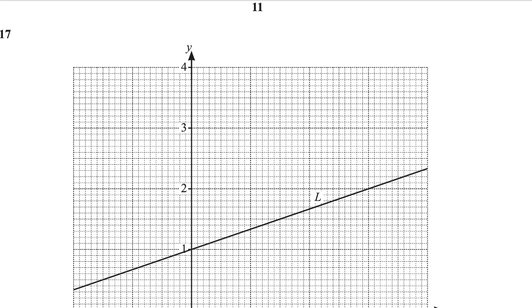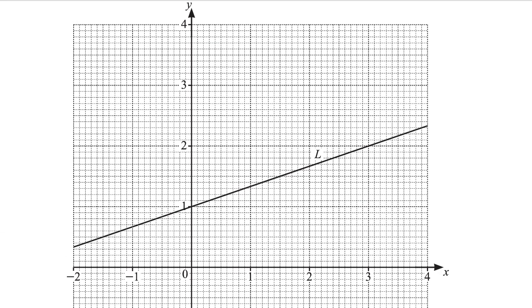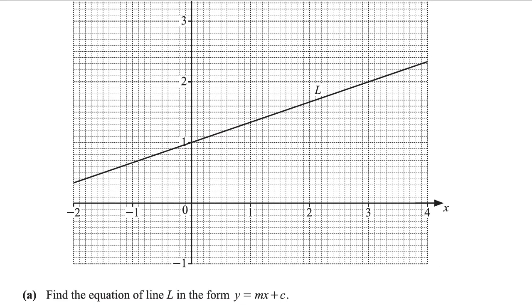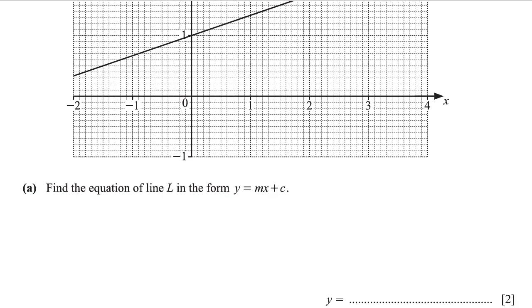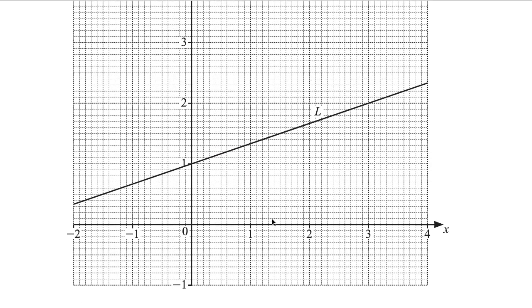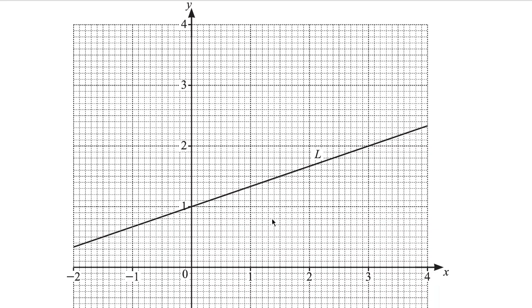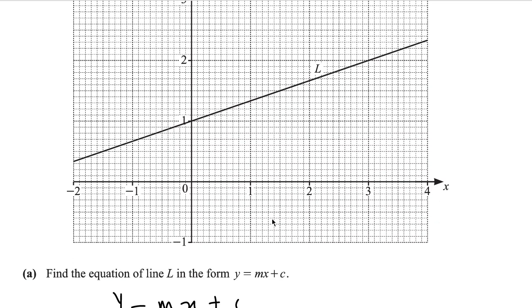Okay, so question 17 says, this is a graph, and they're asked for the equation of line L in the form y equal to mx plus c, right? Okay, so how do we do this? So this is a general equation of a line. So it's important that if you're to determine the equation of a line from its graph, all you simply need to do here is to first of all watch out where the line cuts the y-axis, right? And that's the value of c.